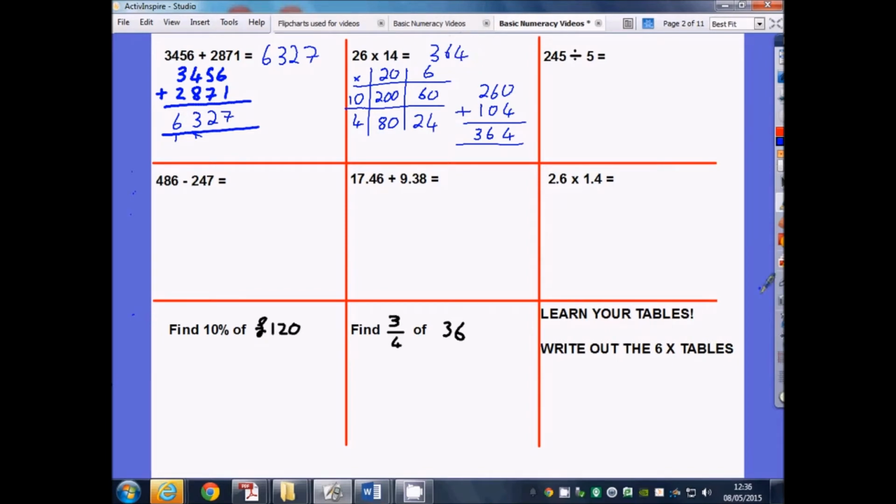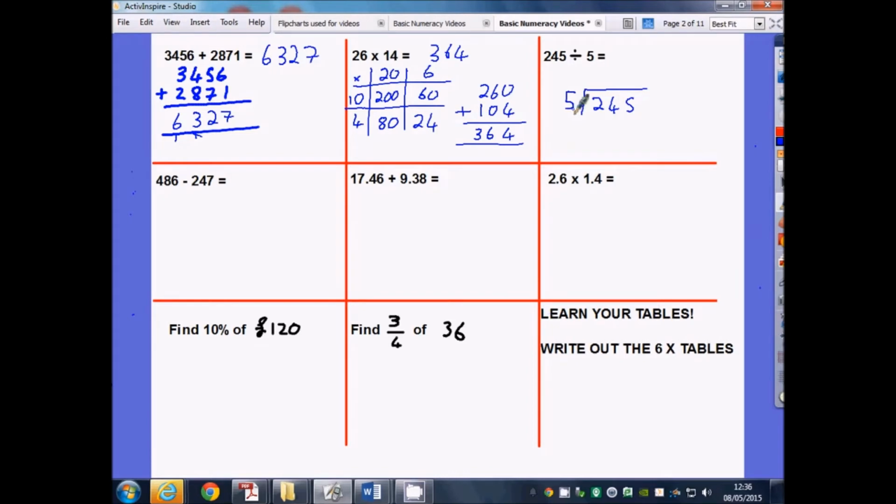Number 3 is a division. Division we're going to use from all of these videos. We're going to use the bus stop. And the more you use this method, the easier it becomes, the more used to it you get, and the quicker you get. But again, the key for me is it's knowing your times tables that makes this method a lot easier. So how many 5s go into 2?